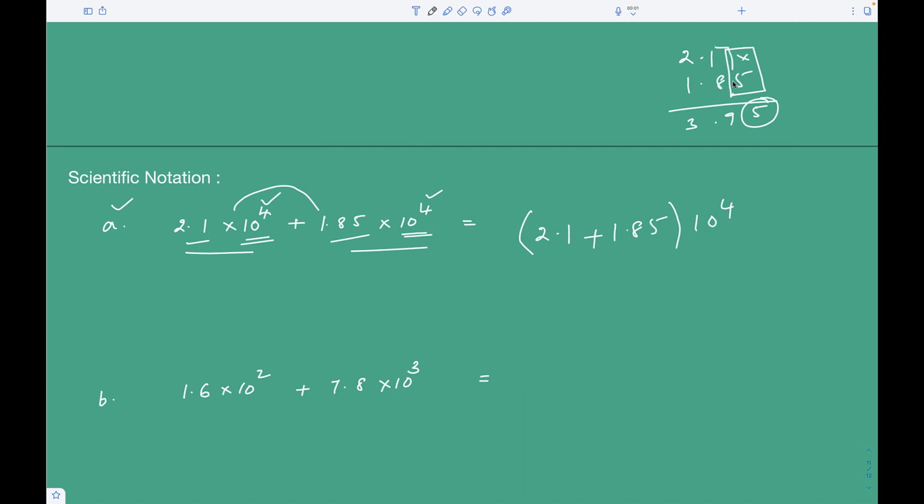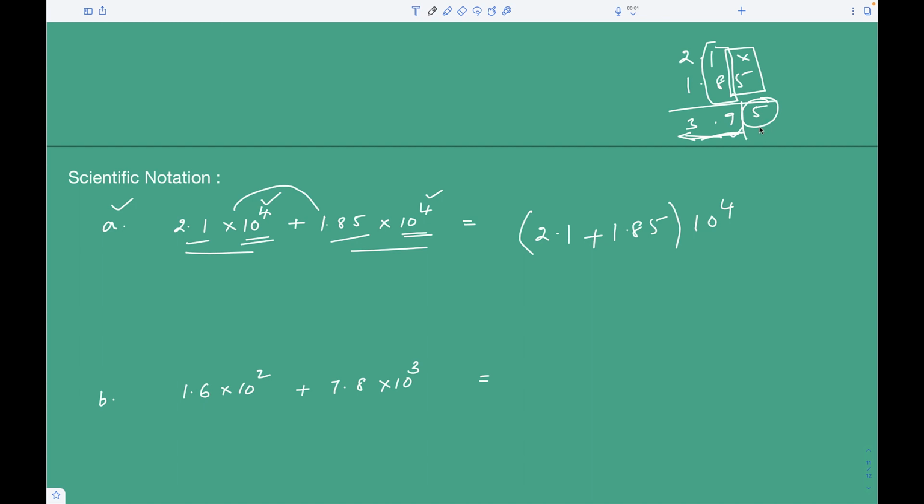But if you look at this column, both the terms have significant digits, or all the digits in this column are significant. So this is a significant digit, and all the digits to its left are also significant. So we have to round this result to two significant digits. And you know the rounding rules, right?